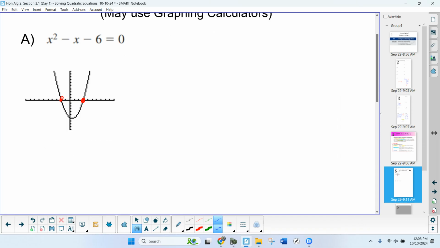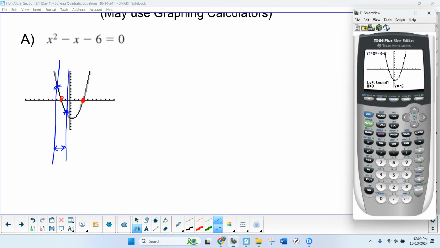You need to be to the left of one of the zeros. It doesn't matter which one. I'm going to find the one on the left first. So my cursor needs to be to the left of that 0. So somewhere up here. Now yours draws a line. And then I need to be to the right, somewhere down there. And then it says, do you want me to guess? And I say yes. It's going to find the 0 between those two lines. That is, where does y equal 0 between those two lines? So now I'm just going to say, okay.